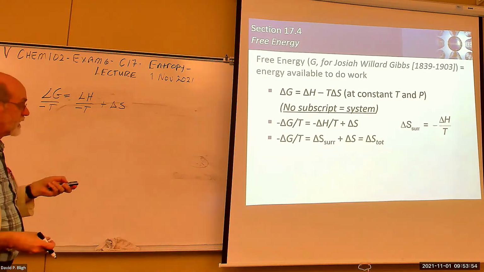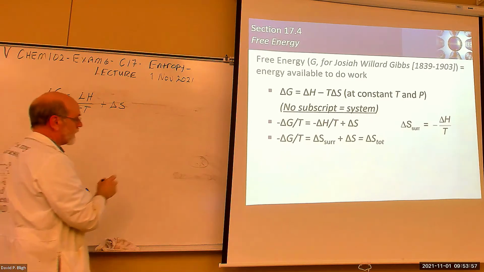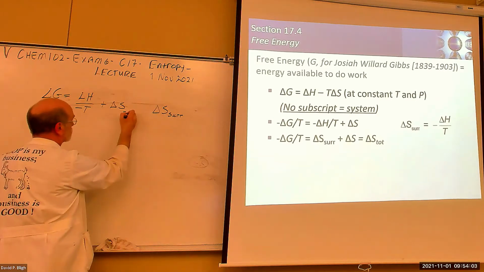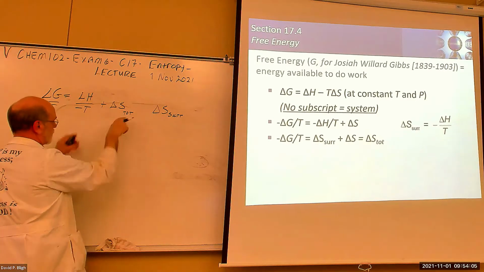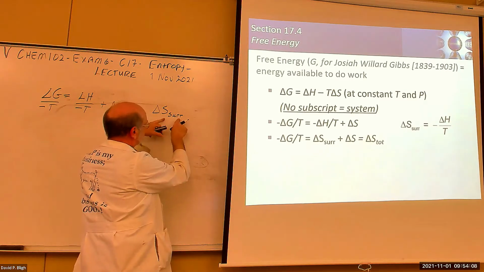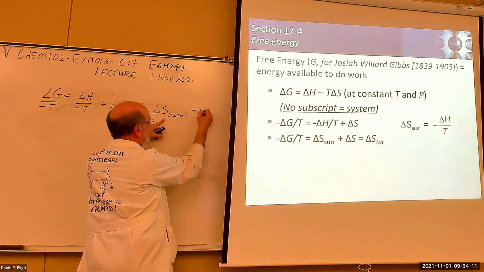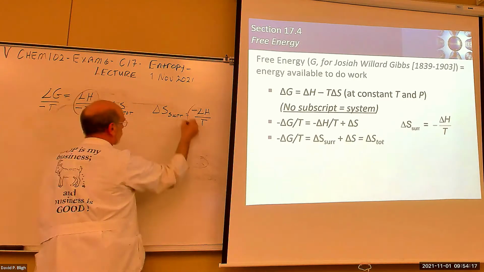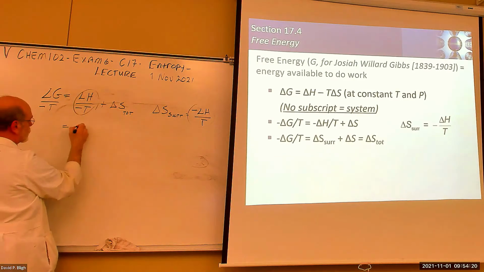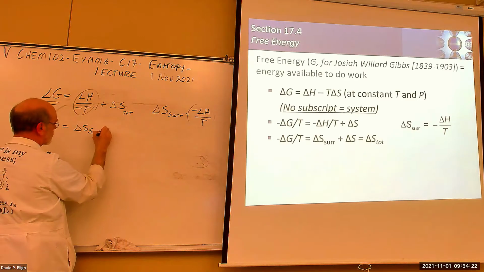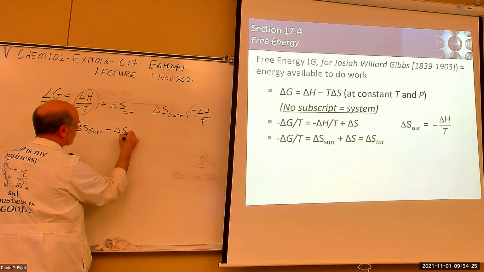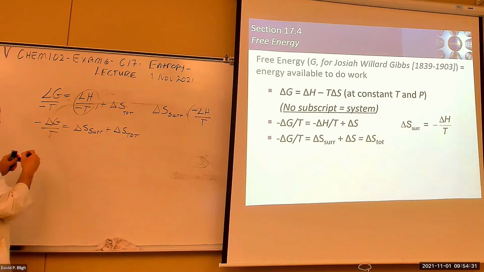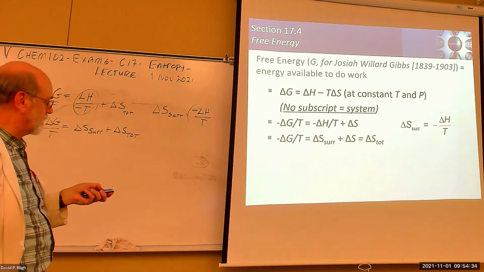Okay, that's where we're at right here. But we also know that delta S for the surroundings, and this is total. Right? That's the total delta S. Delta S for the surroundings is equal to negative delta H over T. And notice that this one is the same as that. So now we can say delta S surroundings plus delta S is equal to negative delta G over T. So that's where we're at right here.